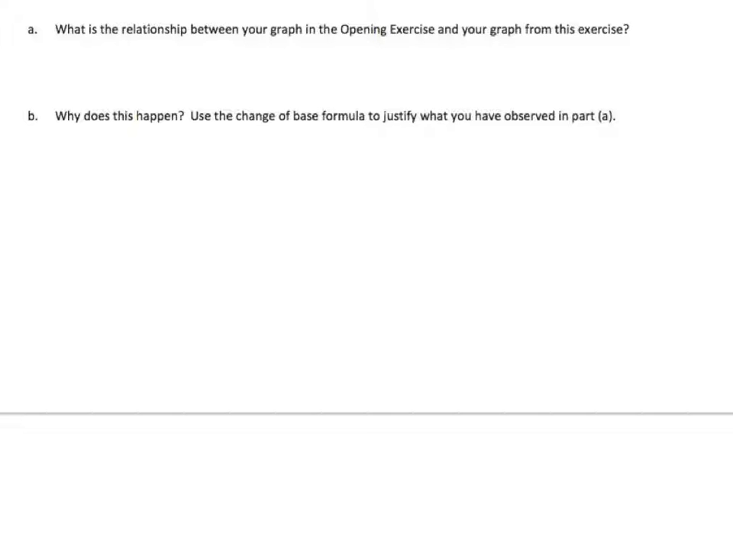All right, what is the relationship between your graph in the opening exercise, which was base 10, base 2, and base 5, and your graph from this exercise? It's a reflection across the x-axis.